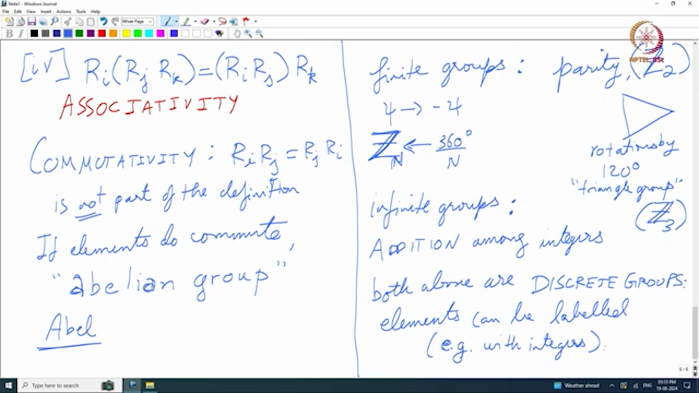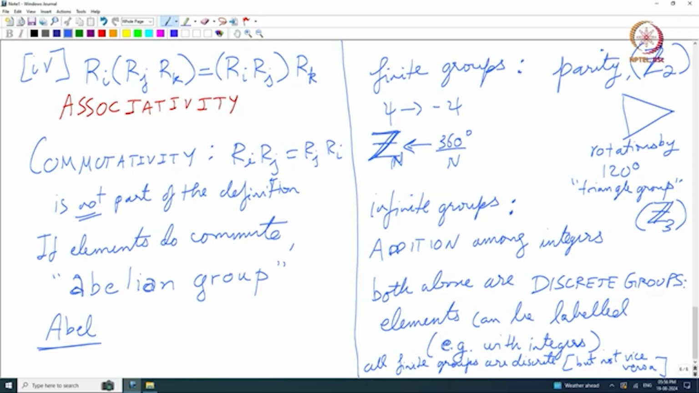Of course, one thing should be obvious from this: all finite groups are discrete. Yes, necessarily it means you will be able to label them, but obviously not the other way around, not vice versa. You just saw a counter example. Addition among integers is a discrete group, but it is an infinite group. So, not all discrete groups are finite, but all finite groups are discrete.